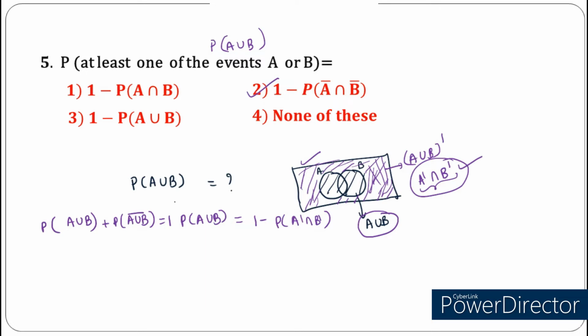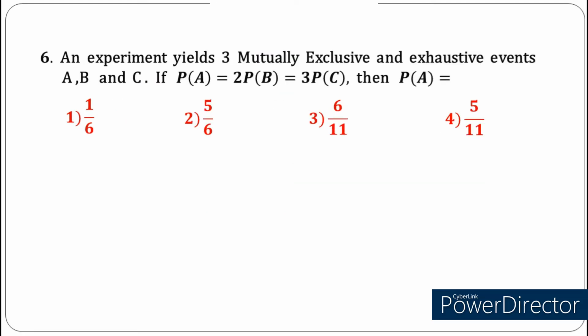Success plus failure is equal to 1. I told you in the synopsis. Now, if you want P of A union B plus P of (A union B) whole bar, we can use De Morgan's law and write A dash intersection B dash, which equals 1. Now, what is P of A union B? It is 1 as it is, minus P of A dash intersection B dash. So option 2. Right.